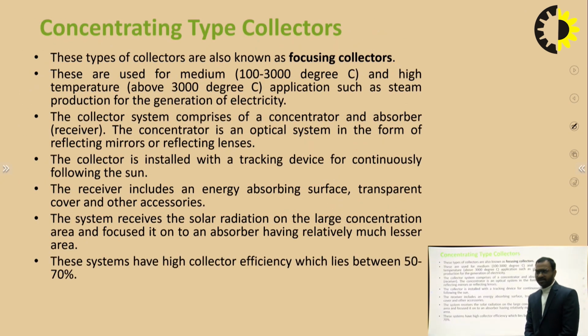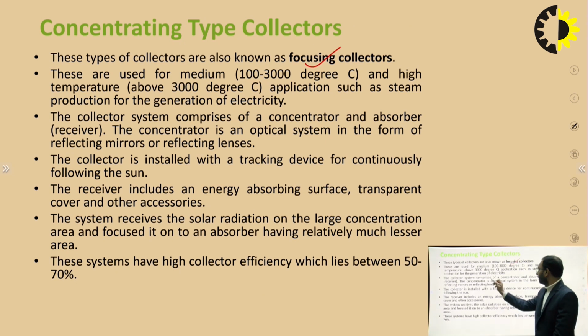The next type is concentrating type collectors. What are concentrating type collectors? These types of collectors are also known as focusing type collectors. They are used for medium and high temperature ranges. For the medium temperature range, the temperature should be 100 to 300 degrees Celsius, and for the high temperature range, the temperature should be above 300 degrees Celsius. So these are used for medium to high temperature applications.